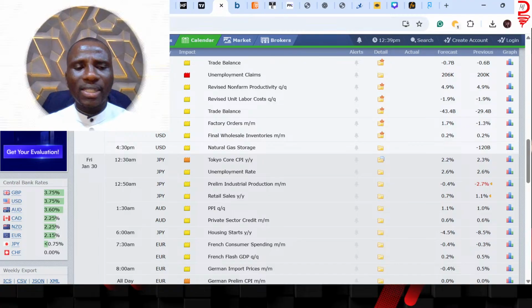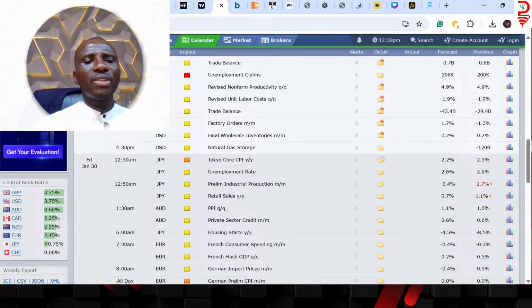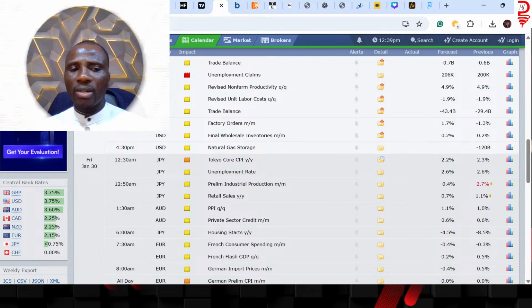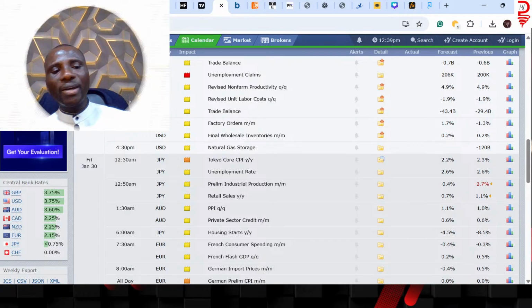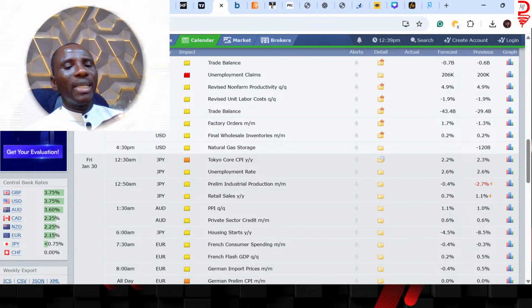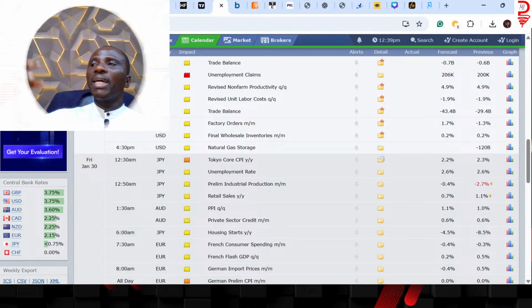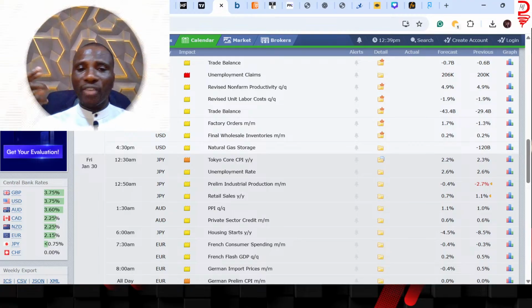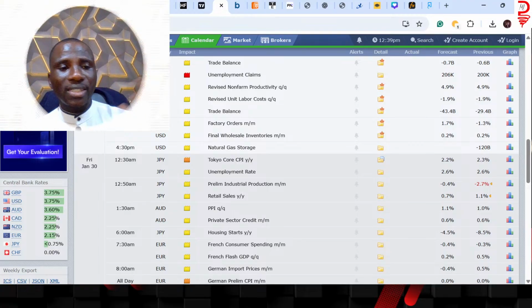Even when you have, for instance, GBP at 3.75, and of course if you compare it with JPY that has an interest rate of 0.75, literally you are expected to see a one-way carry trade activity going on, which means expectedly people should be selling their JPY to buy the GBP in terms of carry trade because of the interest rate divergence.